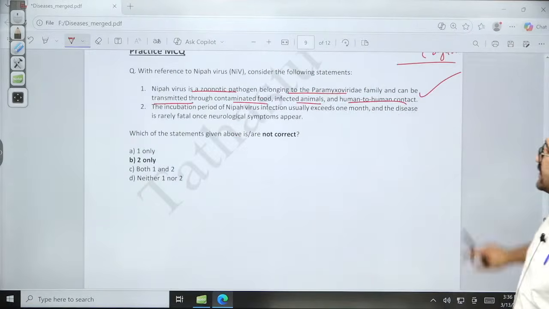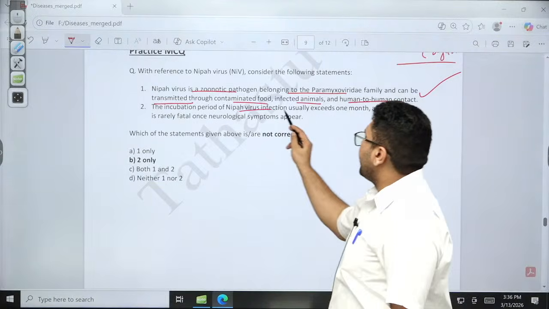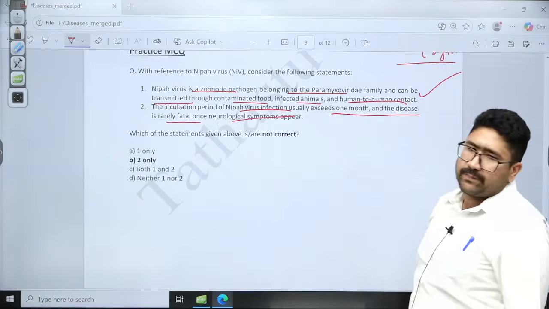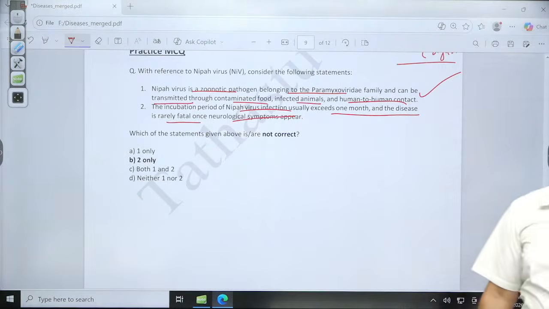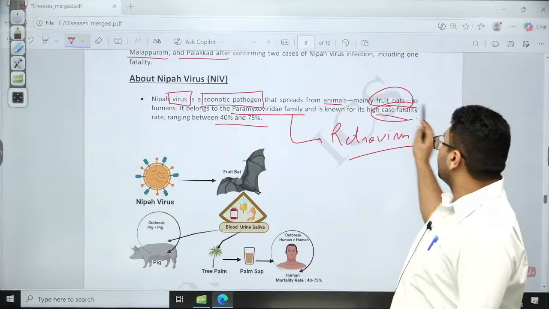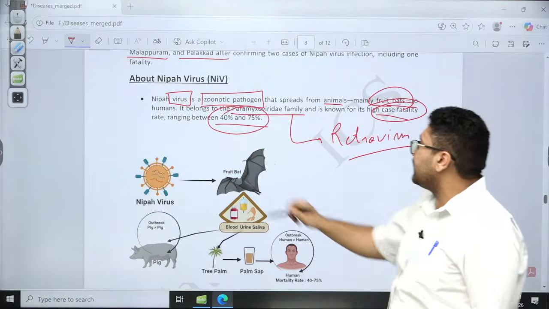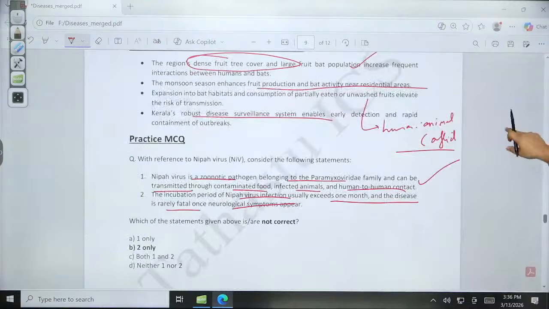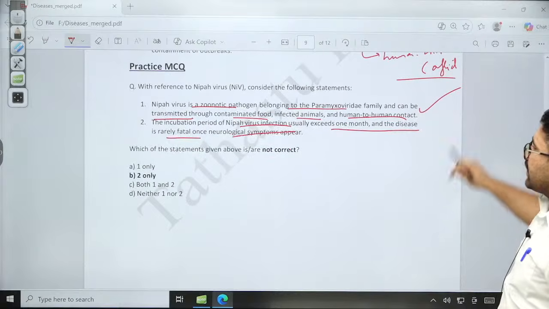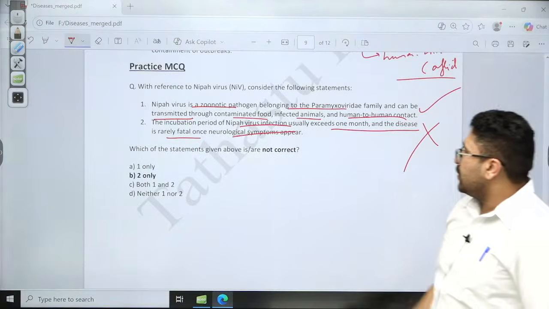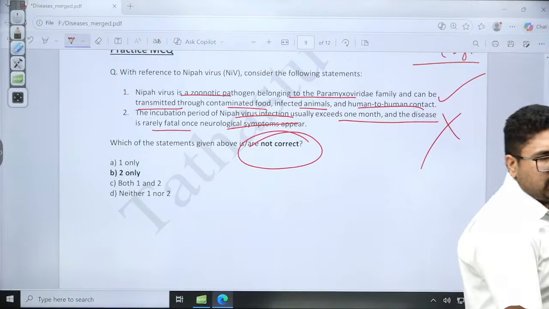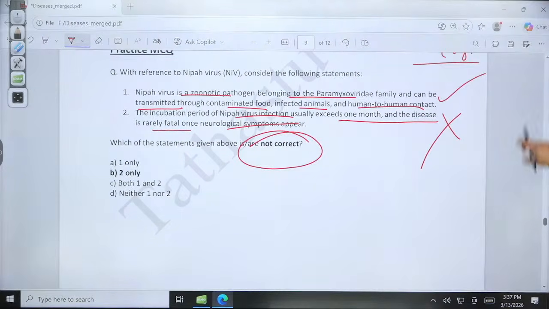Second is the incubation period of Nipah virus infection usually exceeds 1 month and the disease is rarely fatal once neurological symptoms appear. This is a wrong statement because it is a fatal disease also, it has a high fatality. The idea is that the Nipah virus has high fatality and it does not take 1 month, it takes not more than 2 weeks for showing the symptoms for incubation. Therefore, the second statement is wrong. So which of them is not correct? So 2 is the statement that is not correct. Okay.